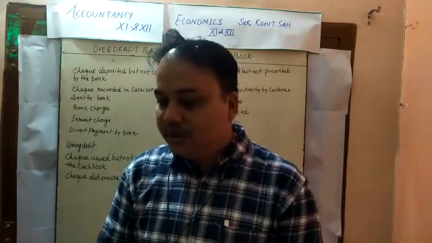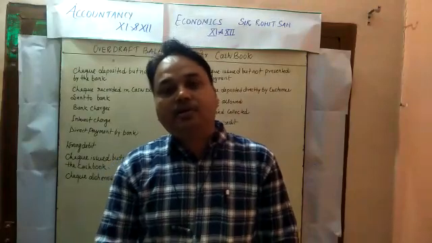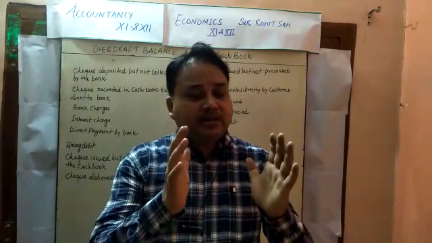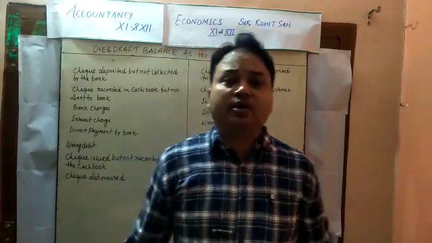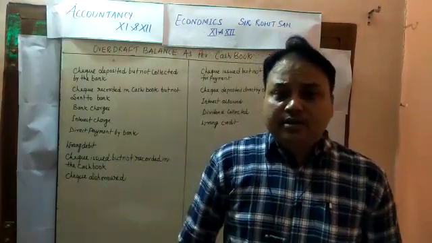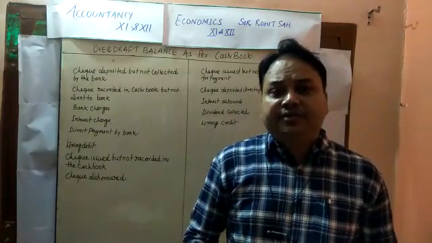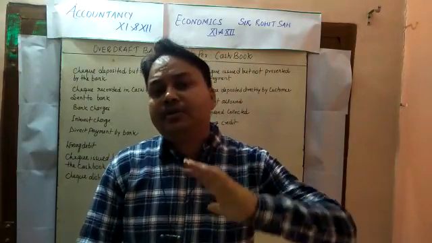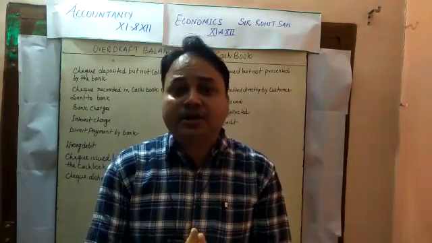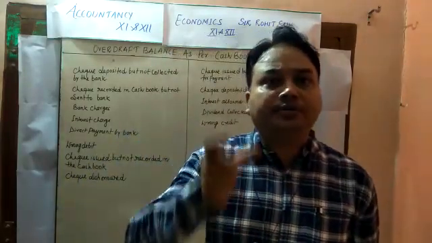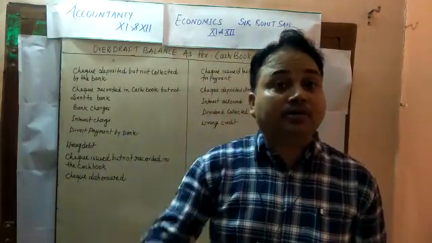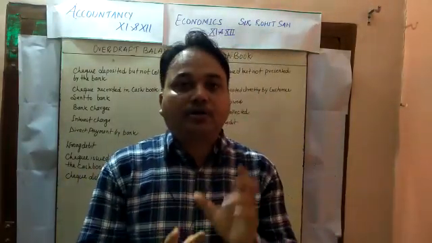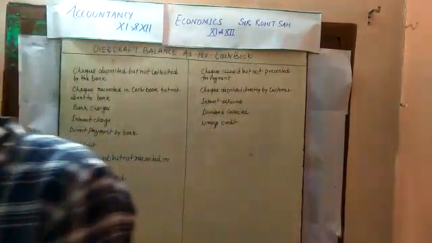First of all, my dear student, you understand what is the meaning of overdraft balance. Overdraft means a loan, because it is a loan treated for a particular period of time. So why does the cash book become overdraft? We are talking about the bank column of the cash book, not the second column, cash and other discount column. We are talking about the bank column of the cash book, my dear student.